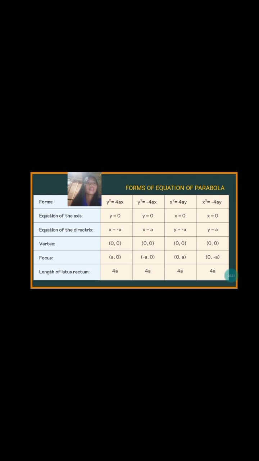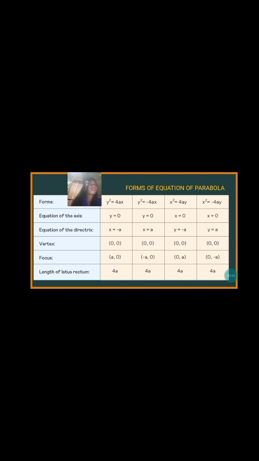Then we have the last form, x squared is equal to negative 4ay. Then the equation of the axis is x is equal to 0. Then the equation of the directrix is y is equal to a. Then the vertex is (0, 0). The focus is (0, negative a). And the length of the latus rectum is 4a.